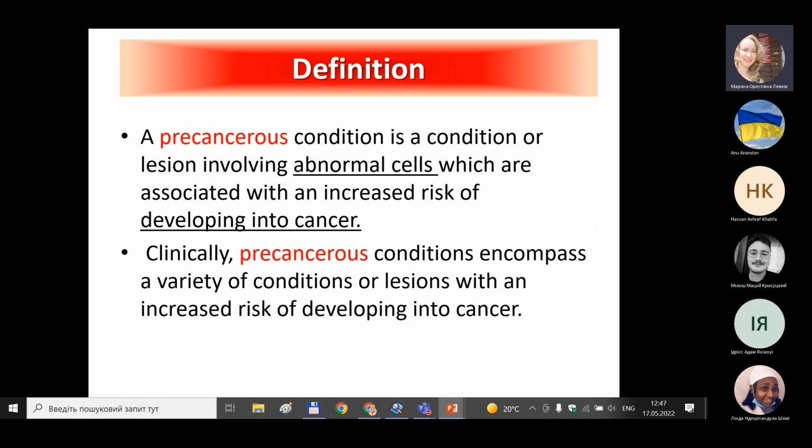A precancerous condition is a condition or lesion involving abnormal cells which are associated with an increased risk of developing into cancer. Clinically, precancerous conditions encompass a variety of conditions or lesions with an increased risk of developing into cancer.